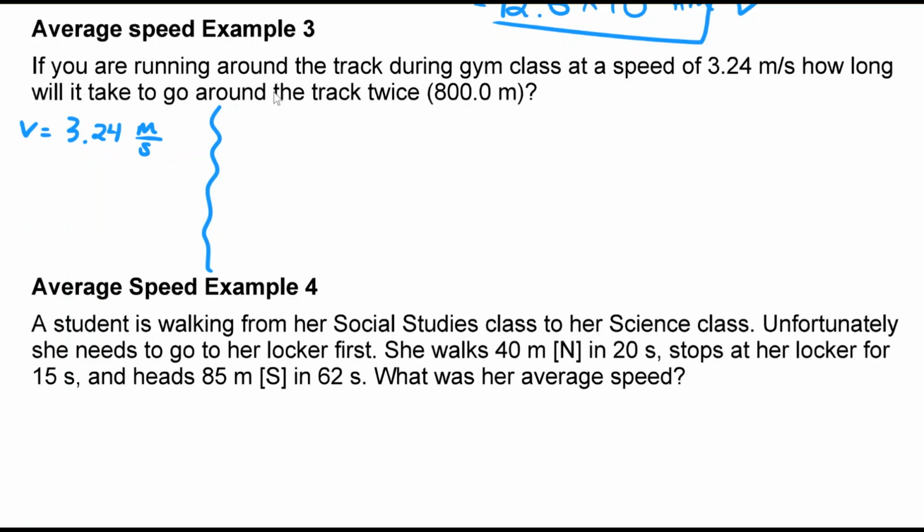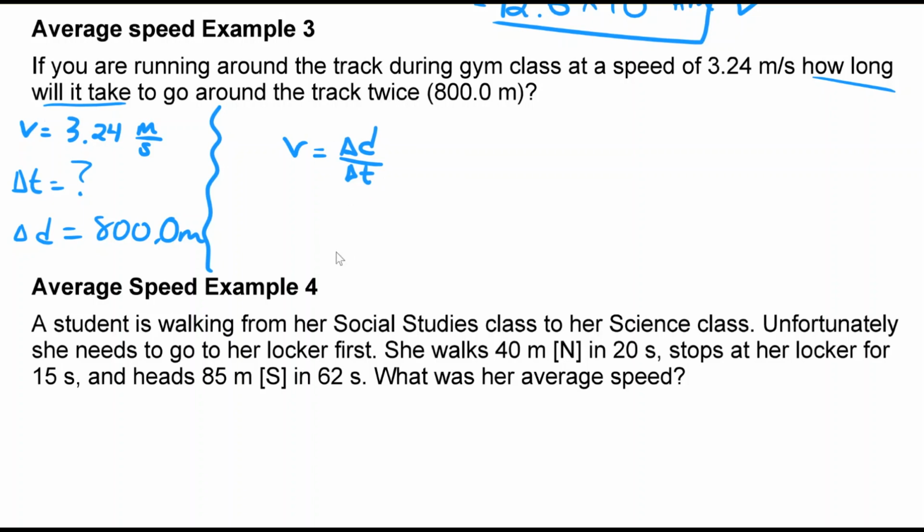How long will it take to go around the track? How long will it take? What does that sound like? Sounds like they're asking us for the time. And then they give us a distance, right? 800.0 meters. Perfect. So V equals delta D over delta T.